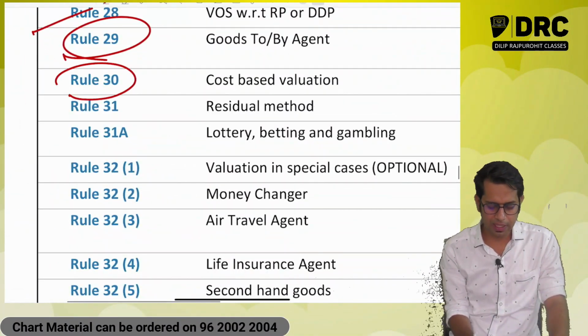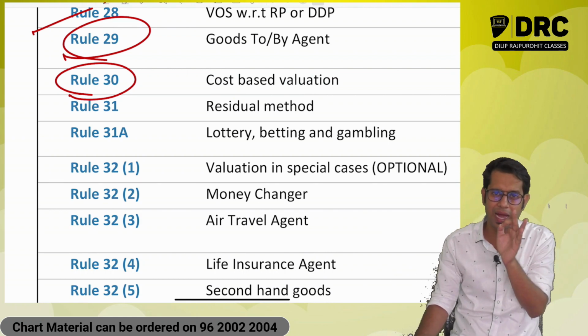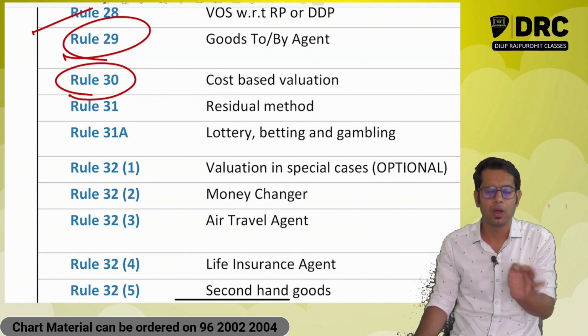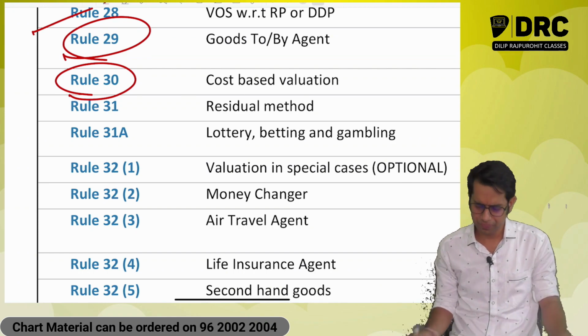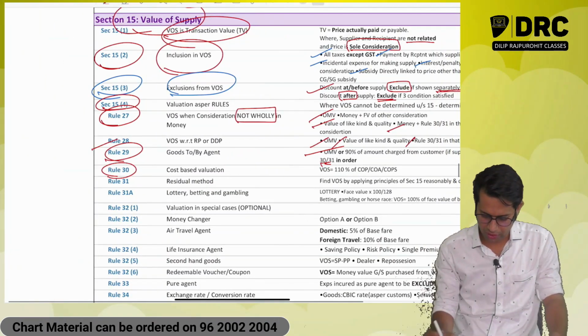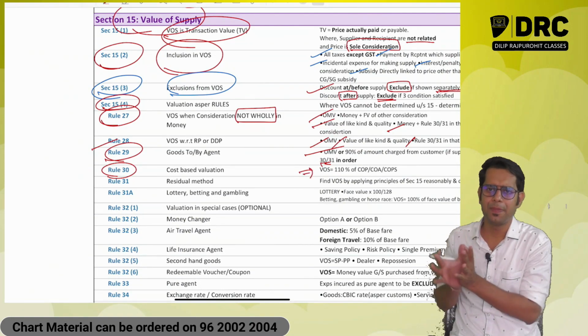Sir, what is this rule number 30? Rule number 30 talks about cost-based valuation. It says value of supply will be 110% of cost of acquisition, cost of provision of services, cost of procurement, or cost of production. So value of supply will be what? You find the cost and add 10% to that.